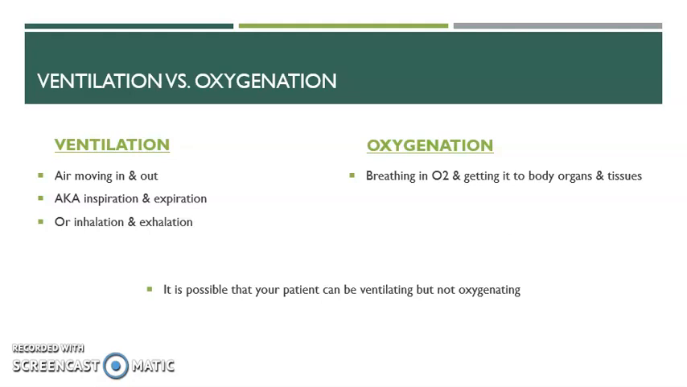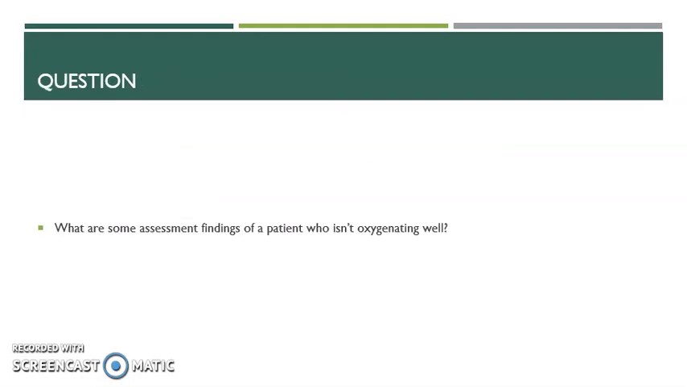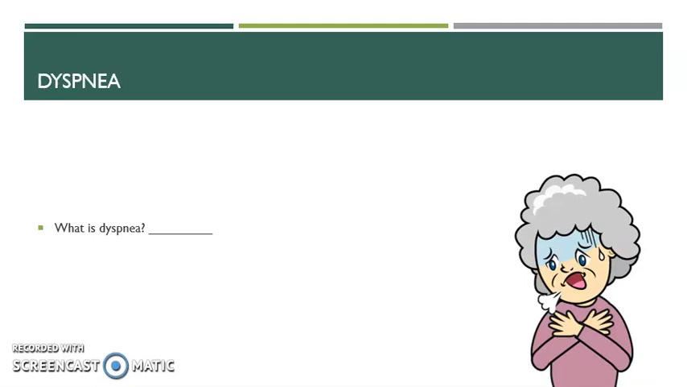So is it possible that your patient can be ventilating but not oxygenating? Yes. Your patient can be going through the motion of breathing in and out, but it doesn't necessarily mean that they are getting oxygen to their organs and tissues. Some assessment findings of a patient who may not be oxygenating well include restlessness, irritability, confusion, increased respiratory rate, shortness of breath, dyspnea on exertion, accessory muscle use, increased heart rate, cyanosis, cool, clammy skin, diaphoresis, and fatigue. Dyspnea is just a review of a vocabulary term for you.